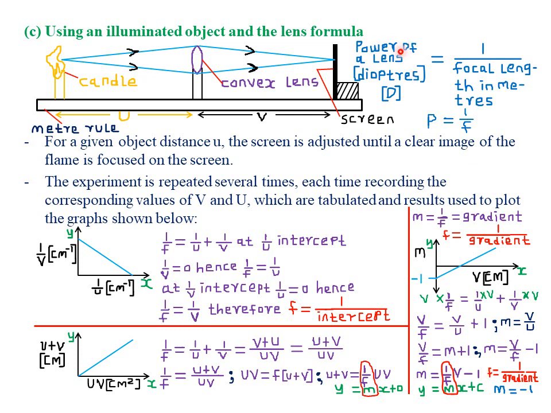So if you want to find the power of a lens of any given focal length, whether it is a concave or a convex lens, you will simply take the reciprocal of its focal length when it is in meters. So the power of any given lens is given by the reciprocal of the focal length of that particular lens.